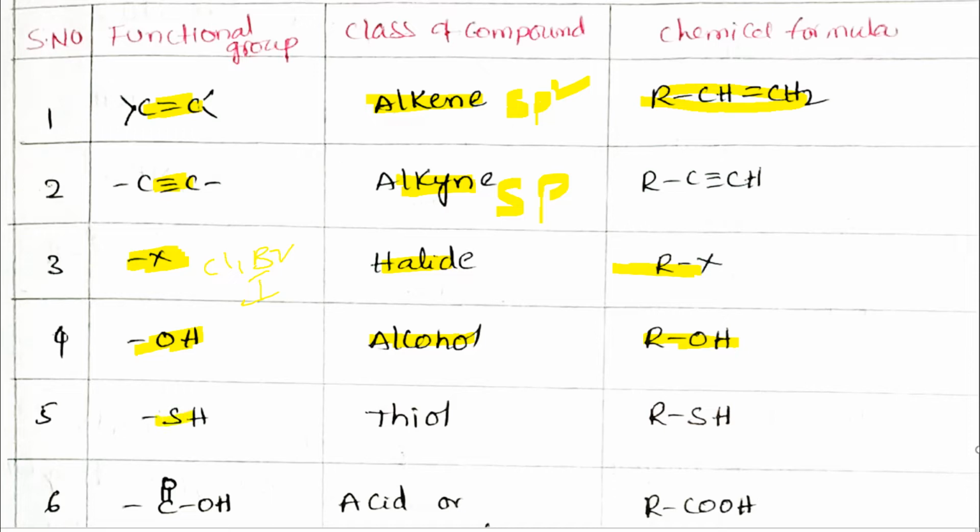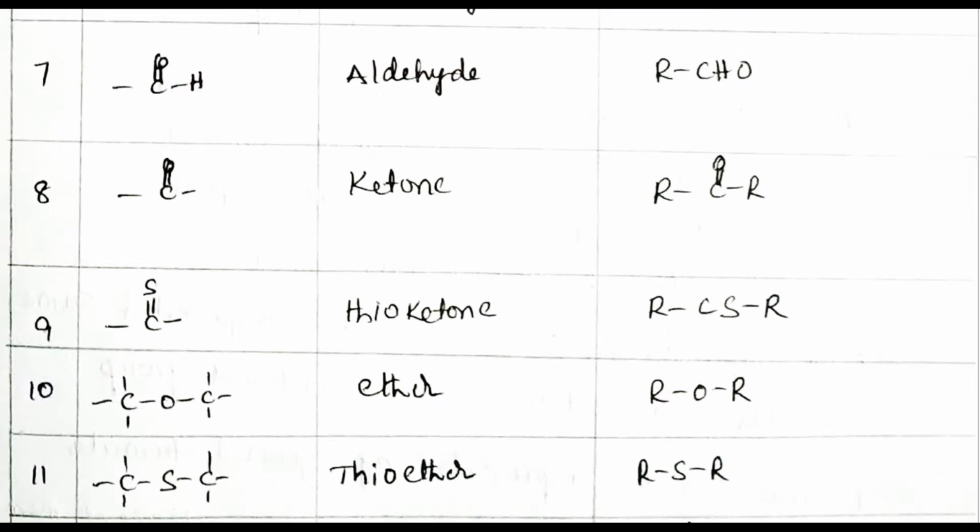Similarly, if the compound has the functional group SH, it is known as thiol. Whereas the compound containing C=O and OH is known as carboxylic acid, or simply acid. The general formula of carboxylic acids is RCOOH.